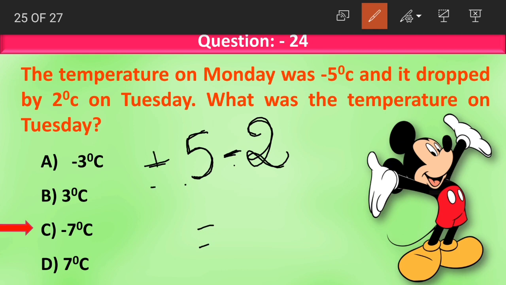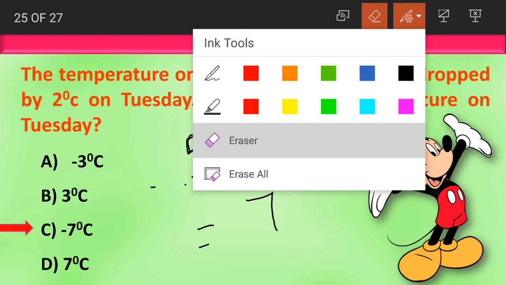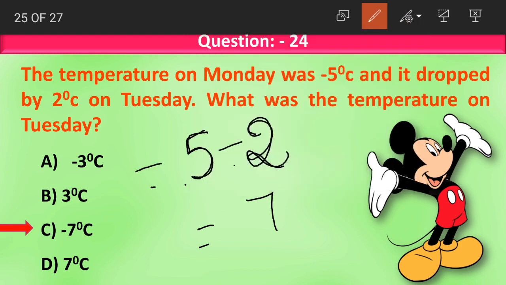Both the signs are same. If it was plus 5 and plus 2, what would you have done? You would have added both the numbers. As both the signs are same, we are adding. 5 plus 2 is 7. But here we are not having plus 5 and plus 2. We are having minus 5 and minus 2. Both the signs are same. We add the numbers. 5 plus 2 is equal to 7. Now 5 is the higher absolute value number. It is having a negative sign. So the answer will also have a negative sign.